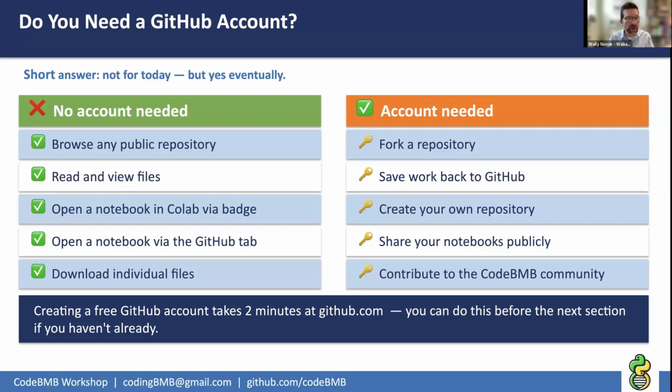So a student to run a notebook would not need any account. But with an account, you can fork or copy that repository. You can save your own work from Colab right back to GitHub. You can create your own repositories, and you can share your own notebooks publicly. Creating a GitHub account is free and takes just a few minutes at github.com. So if you haven't done it yet and you want to do the next walkthrough with us, now is a great time to set that up.